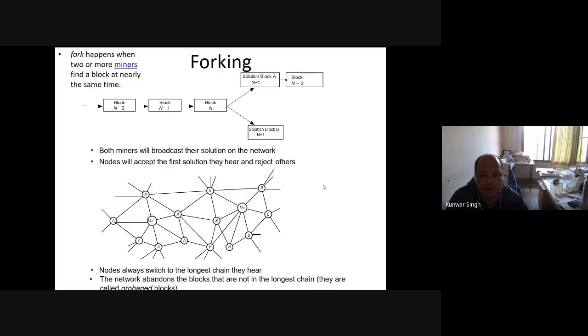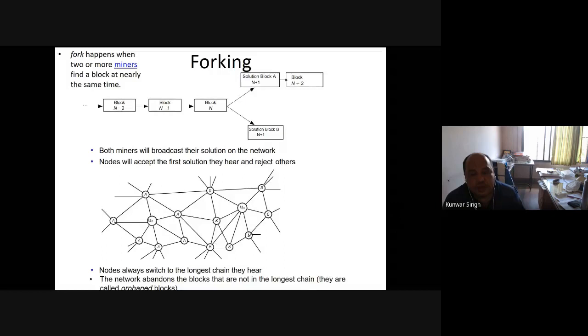So what will happen? Let's say in this network so many people are there. These are the nodes. Let's say till now 3 blocks are finalized, blocks n-2, n-1, n. Now after block n, what happened? These two nodes, A and B, solved the puzzle at the same time. So what will happen?